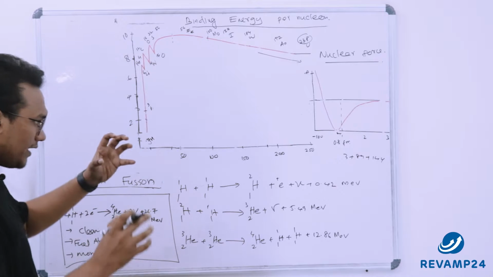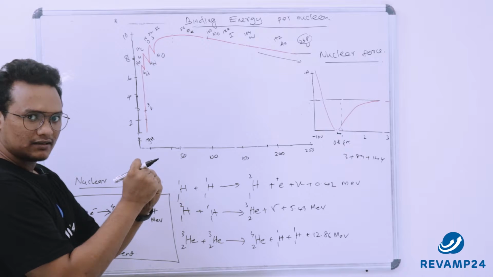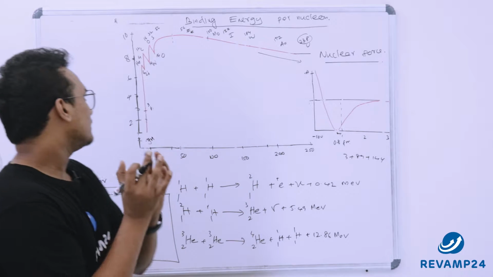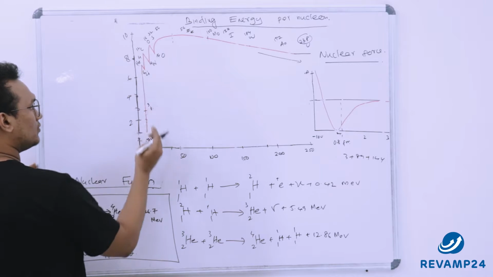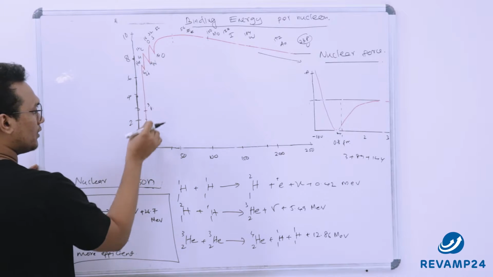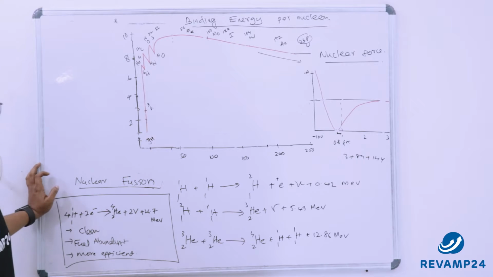By combining with other nuclei and becoming larger nuclei, they would go to a value somewhere in this range, where the binding energy per nucleon would be greater than this. I will give you an example.